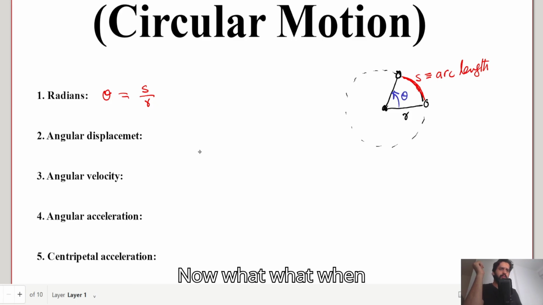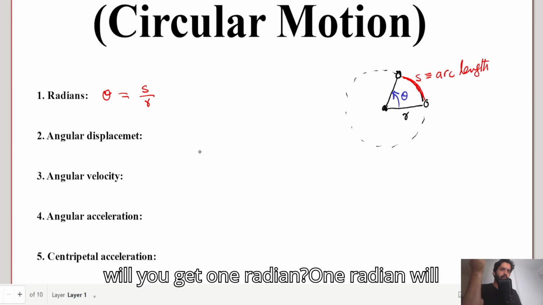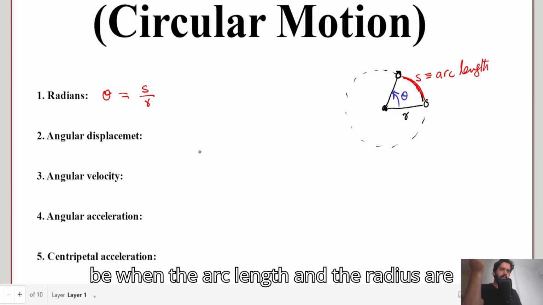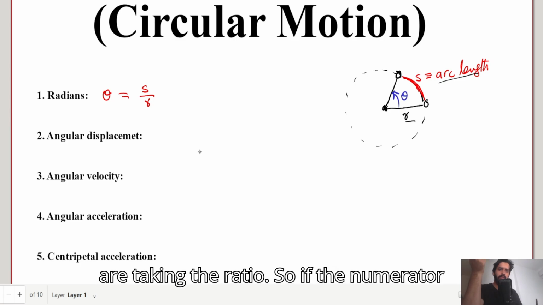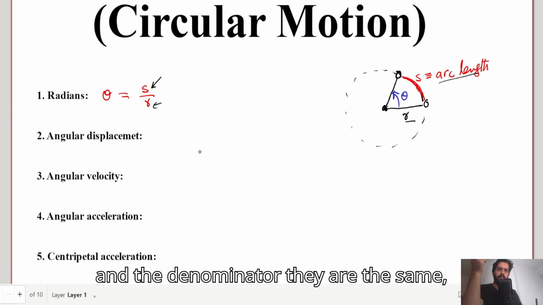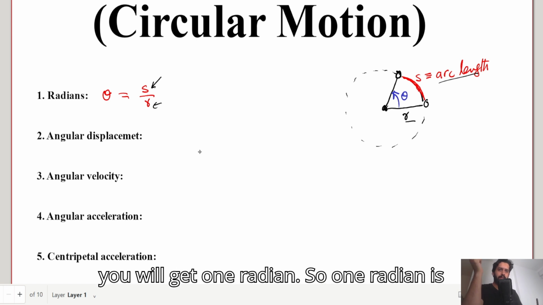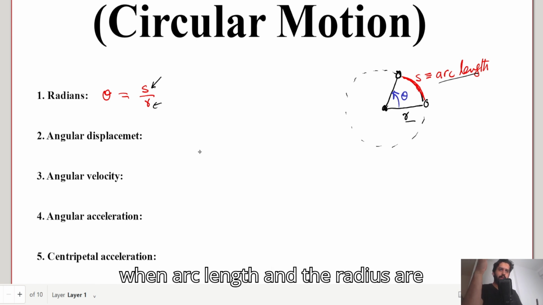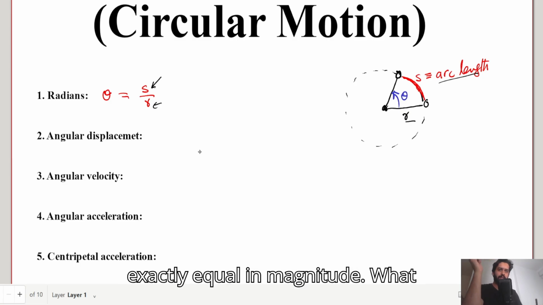Now, when will you get 1 radian? 1 radian will be when the arc length and the radius are equal to each other, right? Because you're taking the ratio. So if the numerator and the denominator are the same, you will get 1 radian. So 1 radian is when arc length and the radius are exactly equal in magnitude.